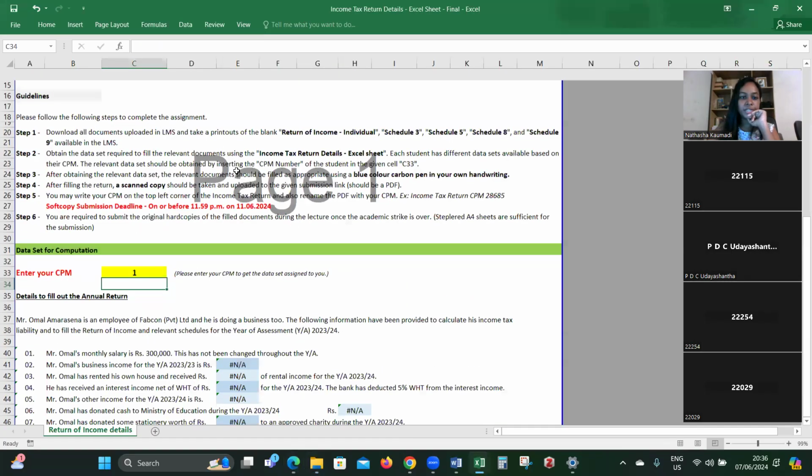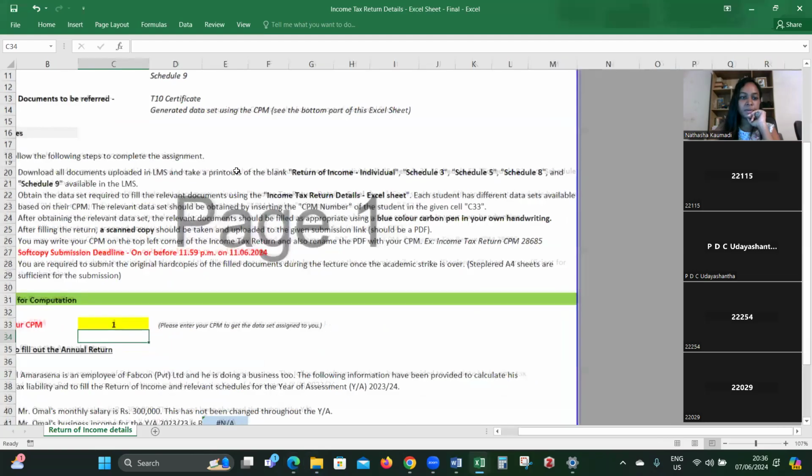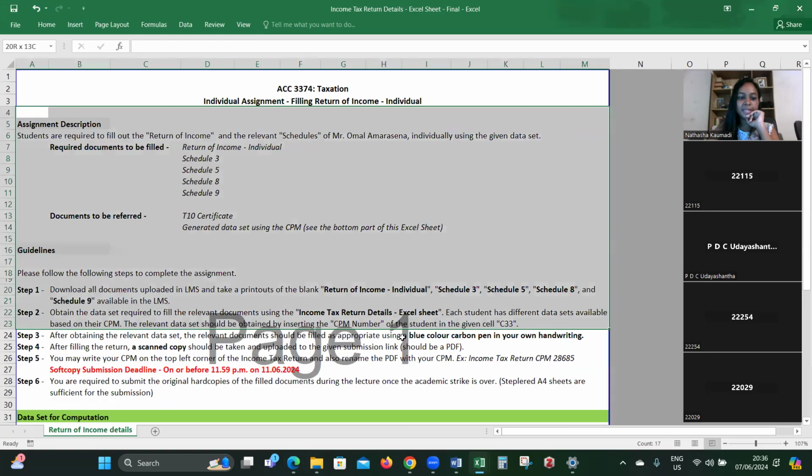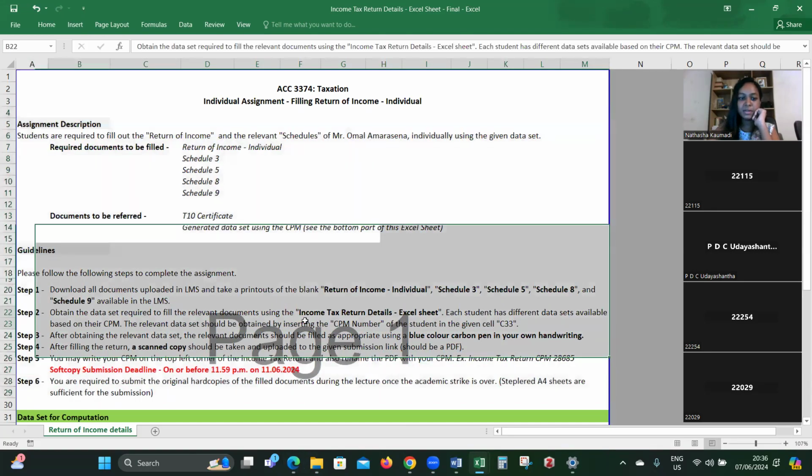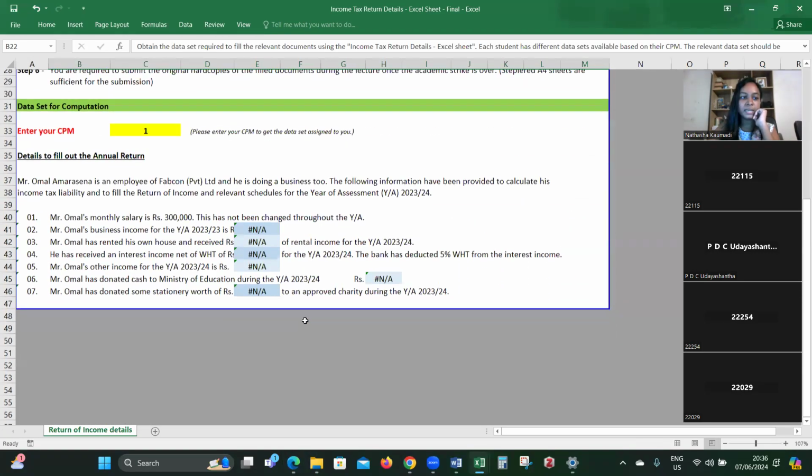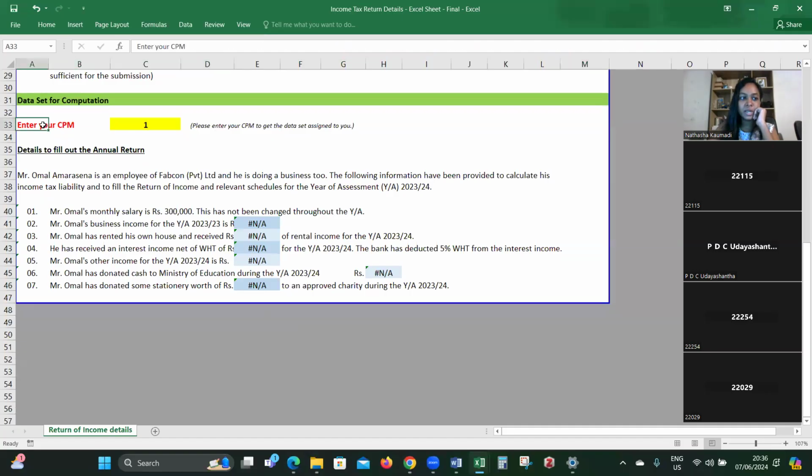Now this is the Excel sheet we have uploaded. All these assignment guidelines are again mentioned here. If you go down to the data set for computation, you can enter your CPM. Can someone say your CPM, please? I have the CPMs, right? 22586. I'll show you. You can go to this one, 22586.